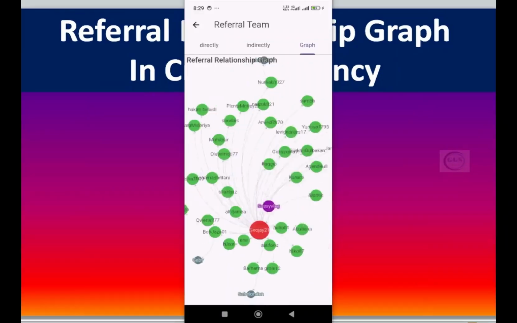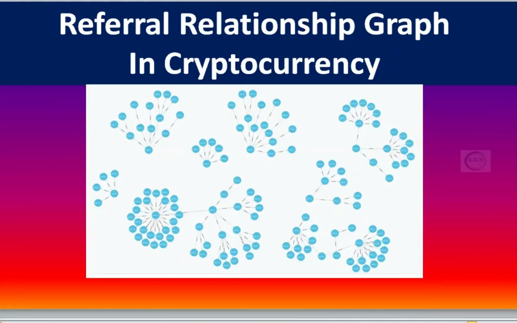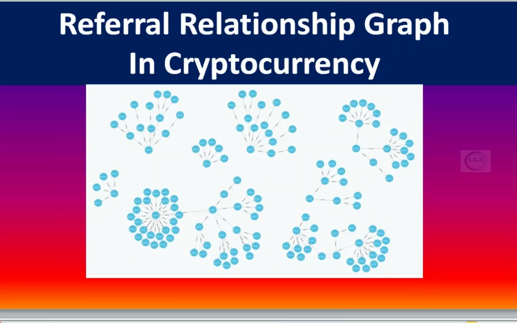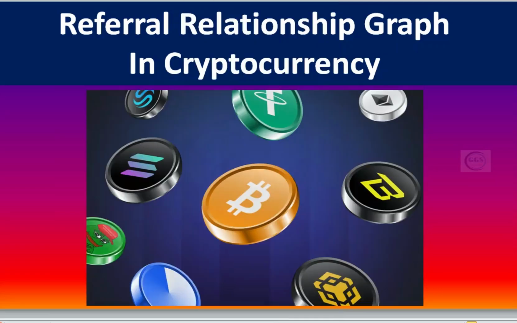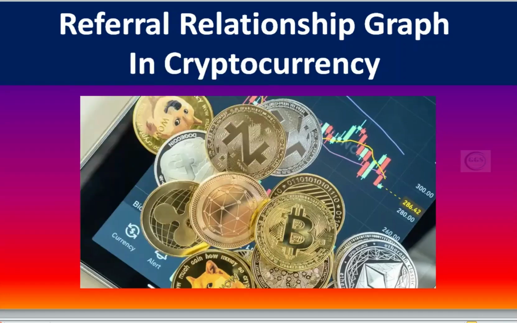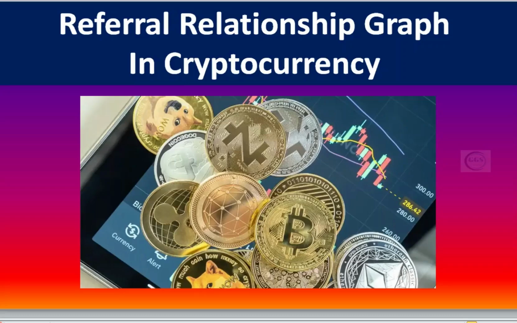What is referral relationship graph in cryptocurrency? In cryptocurrency, a referral relationship graph visualizes the connections among users participating in referral programs. Each node represents a user or account, while edges indicate referral links, showcasing who introduced whom to the platform. This graph is pivotal for analyzing user engagement, tracking the effectiveness of referral promotions, and identifying influential members within the community.